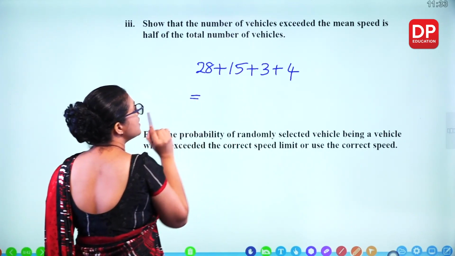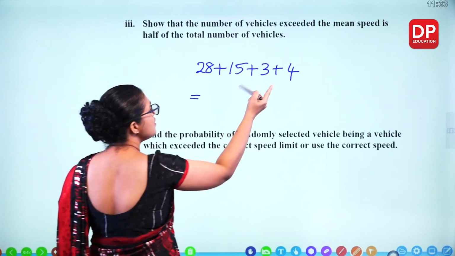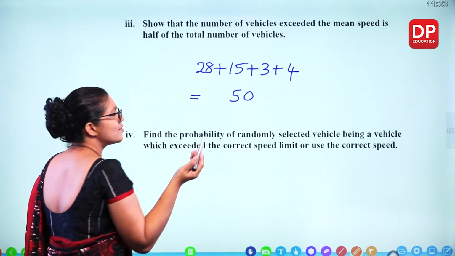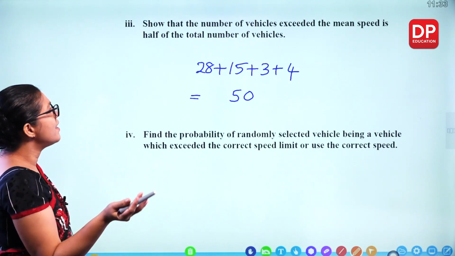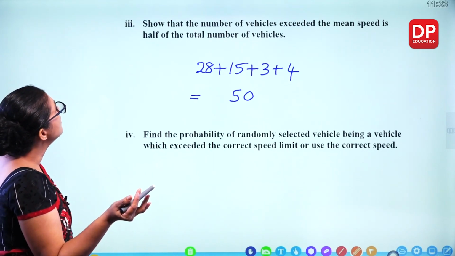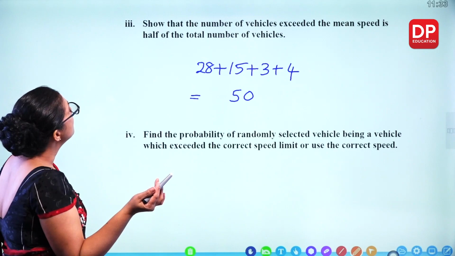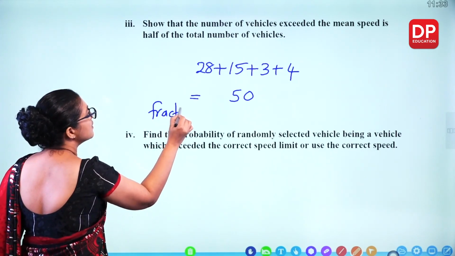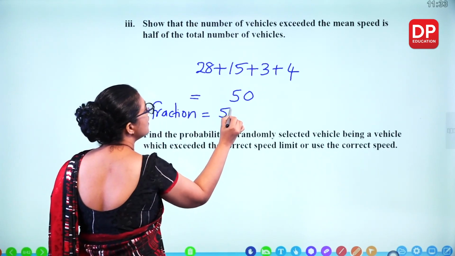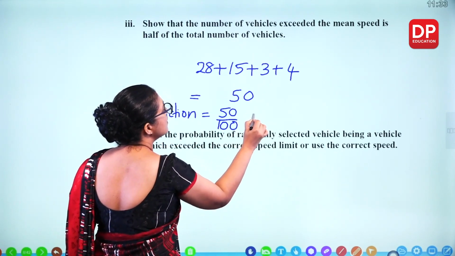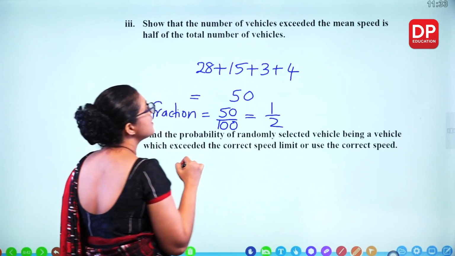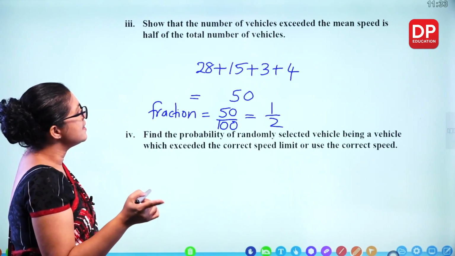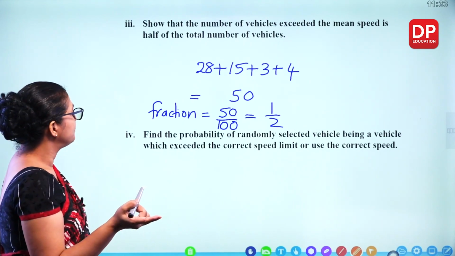8 plus 5, 13, 16, 20, 2, 3, 4, 5, 50. So altogether 100, 50 are there. So what's the fraction? As a fraction, that's 50 over 100. When you simplify, you get half. So half of the total number of vehicles exceeded the mean speed.